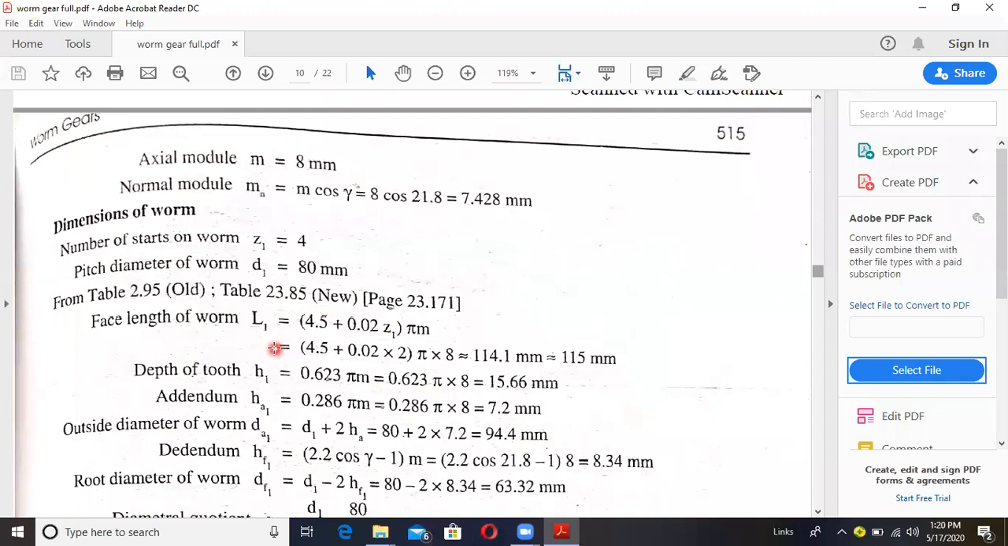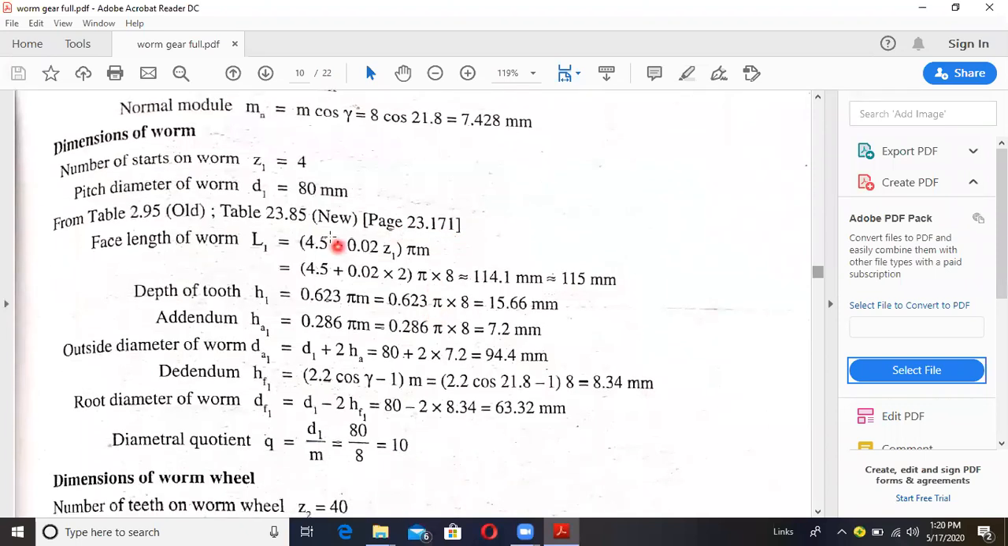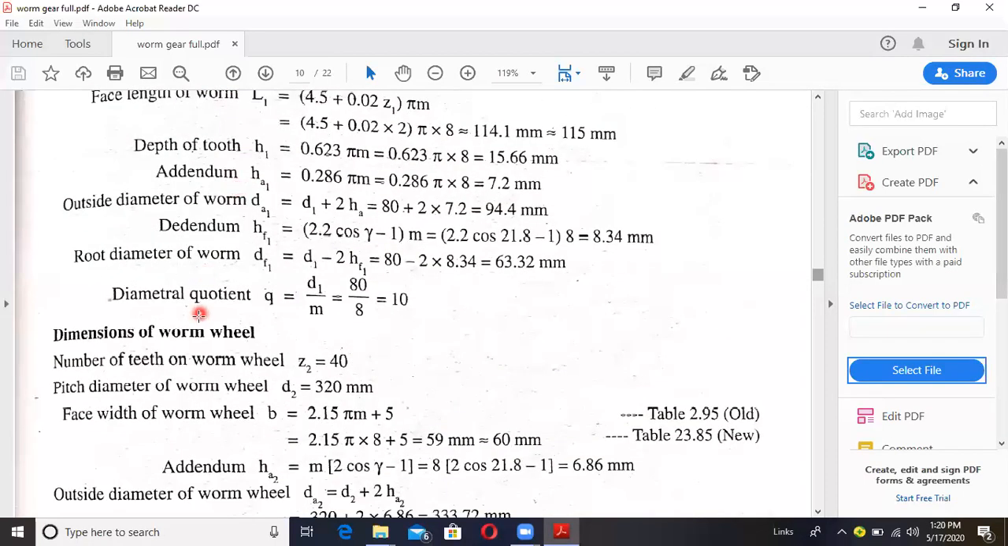Next step is the dimensions of the worm. Now we have to go to table number 23.85 from page 23.117, so we can calculate all the dimensions. If you go to this page number, you will get the table. In this table, you will get the formulas. So we substitute Z1 and M to get L1. Substitute M, we get H1. Substitute M, we get HA1. Substitute HA, we get DA1. Like that, we have to calculate all the dimensions for both the worm and the worm wheel.